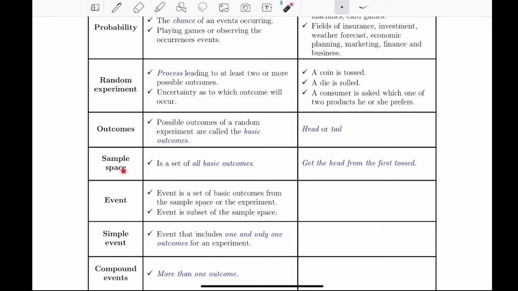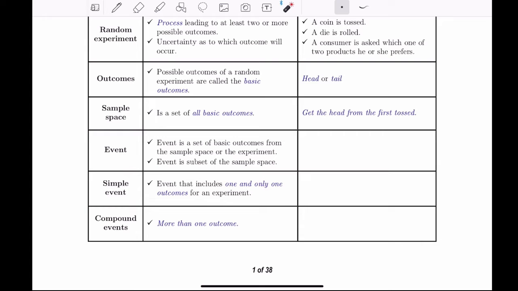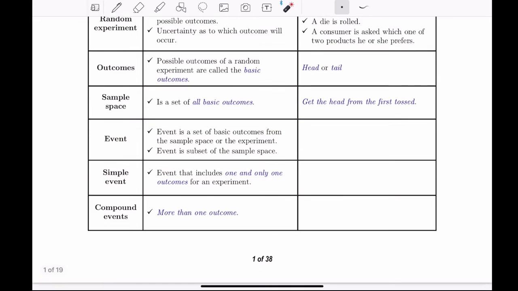Okay. So sample space, what is sample space? A set of all basic outcomes. Okay, event. So what is an event? An event is a set of basic outcomes from the sample space or the experiment. An event is a subset of the sample space. Okay, a simple event includes one and only one outcome from an experiment, and compound events have more than one outcome.